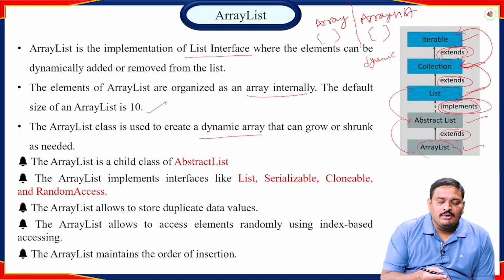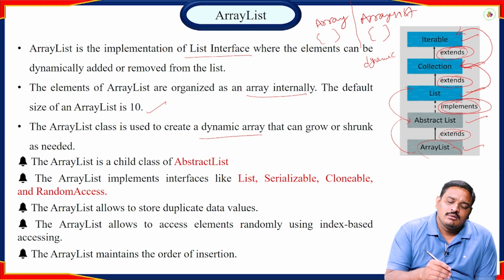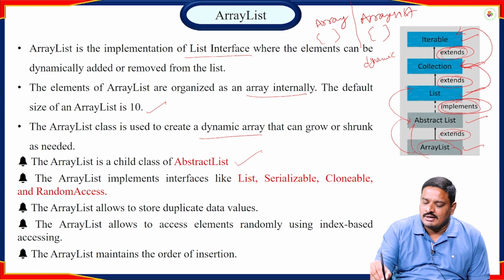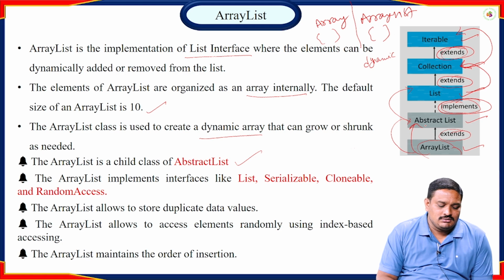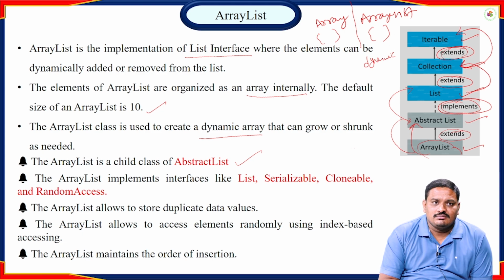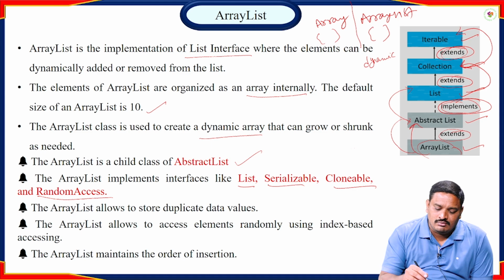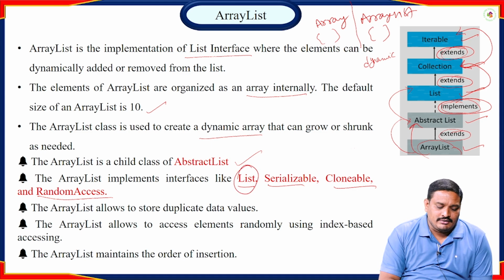Here some important things are there. What are the important things? You remember these three things. The ArrayList is a child class of AbstractList. That is the first one. The second one is the ArrayList implements interfaces. Which interfaces? List interface, Serializable, Cloneable, and RandomAccess. Now in our syllabus we only discuss the List interface.